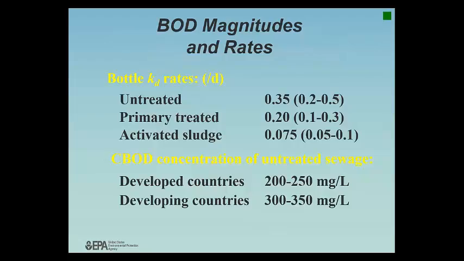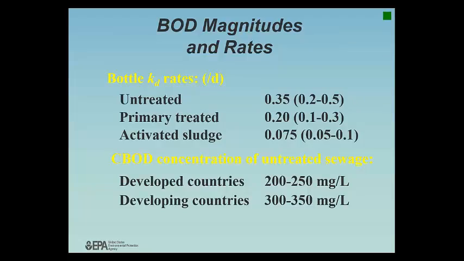This slide here gives you magnitudes of decay rates and concentrations of BOD in untreated sewage. The bottle KD rates are actually the BOD decay rate. So for untreated waste, it's typically 0.35 per day, primary treated 0.2, and then activated sludge 0.05.